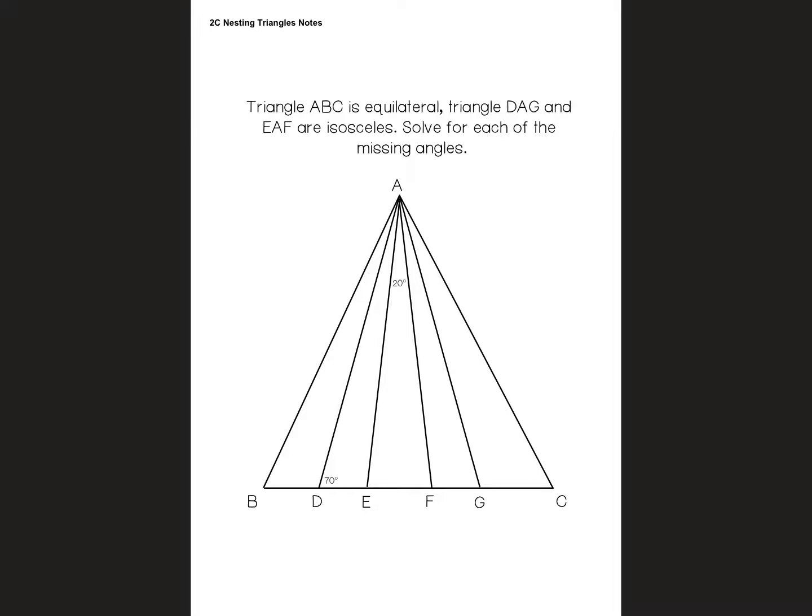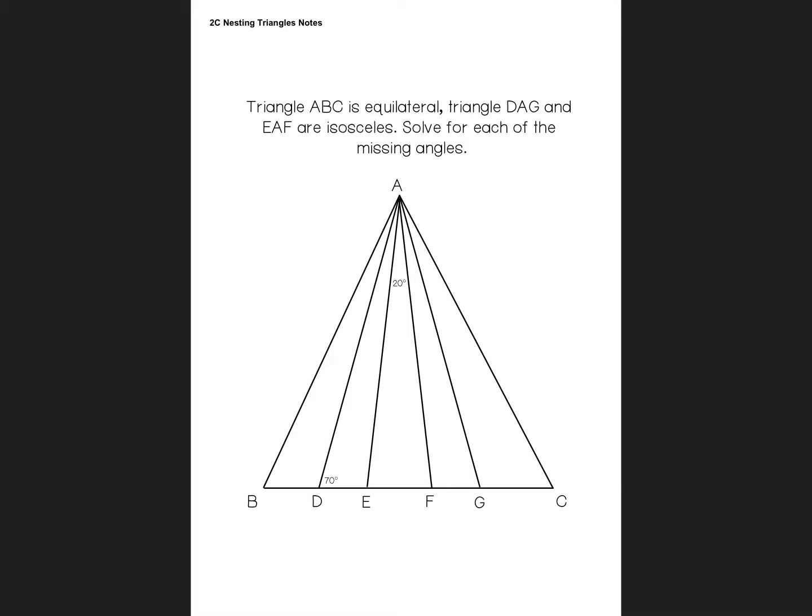So this video will show you how to do 2C nesting triangle problems, and I did print this for you guys, so it is over on the side table in my room if you want something to write on since there's a diagram. So these nesting triangles have several triangles inside the large triangle, and you just want to read what type each triangle is.